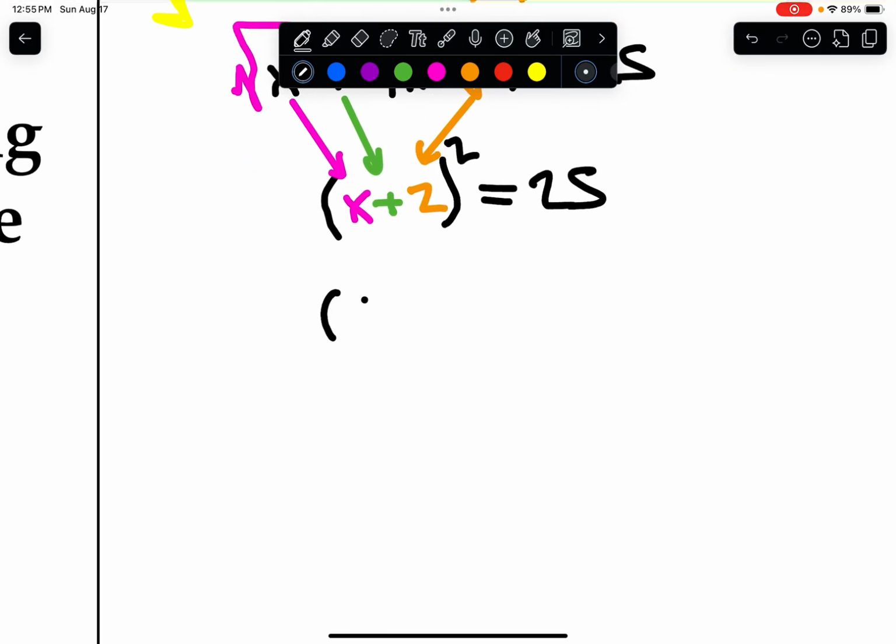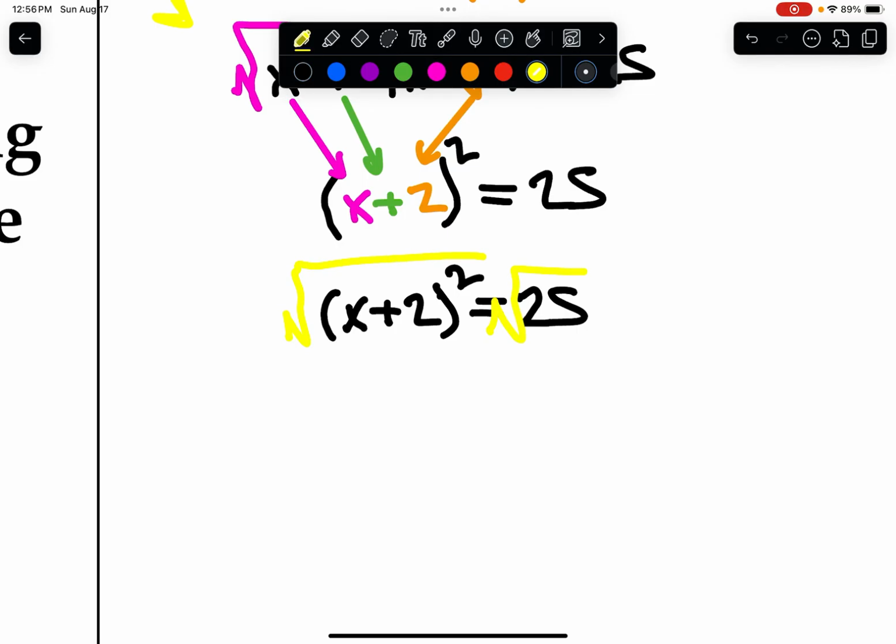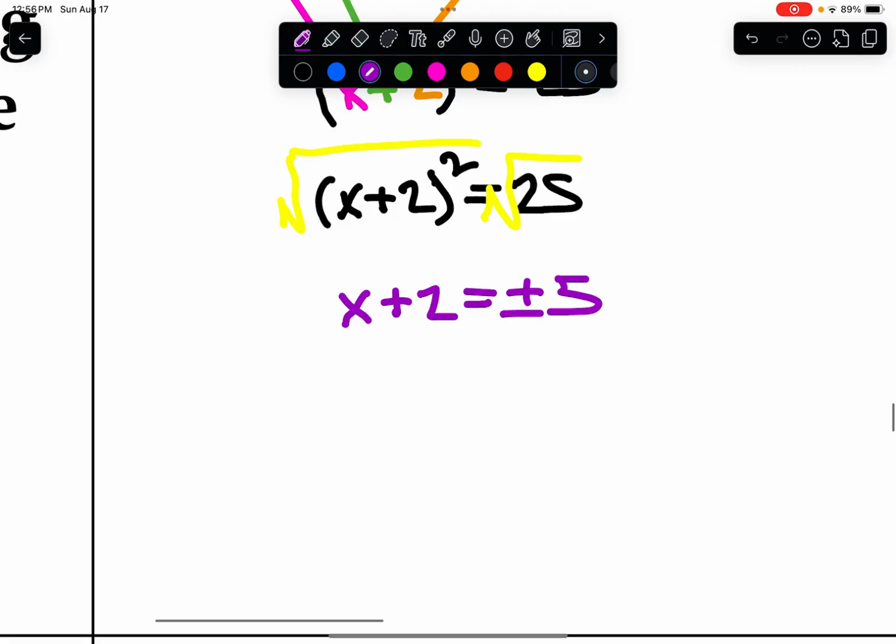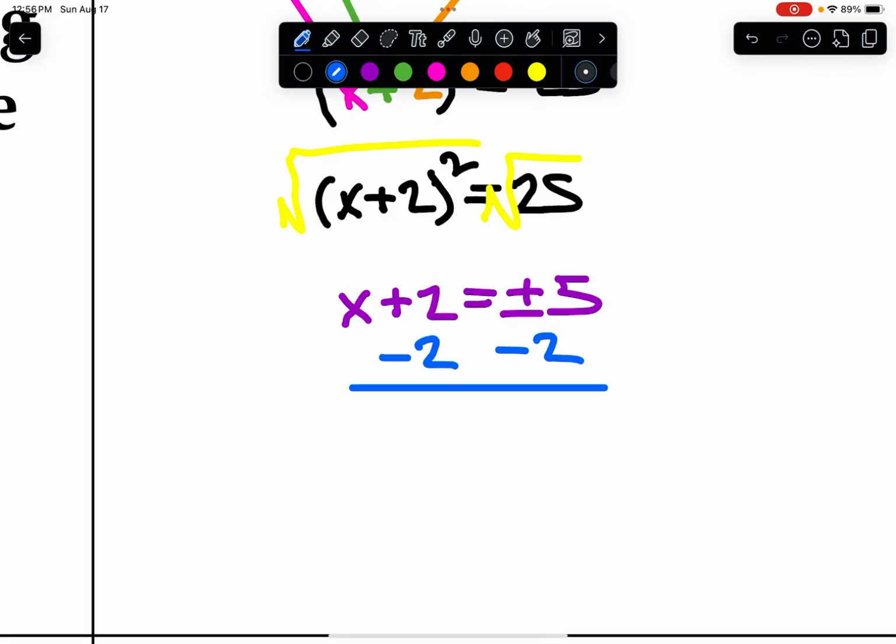So we're going to have x plus 2 squared equals 25. So now this is what I want to solve. So just like before, we're going to take the square root of both sides to get rid of that squared first. So that's going to leave me with x plus 2 equal, and don't forget your plus or minus, and then the square root of 25, which is just going to give us 5. So now I need to subtract the 2 over. So this is going to give us x equals negative 2 plus or minus 5.